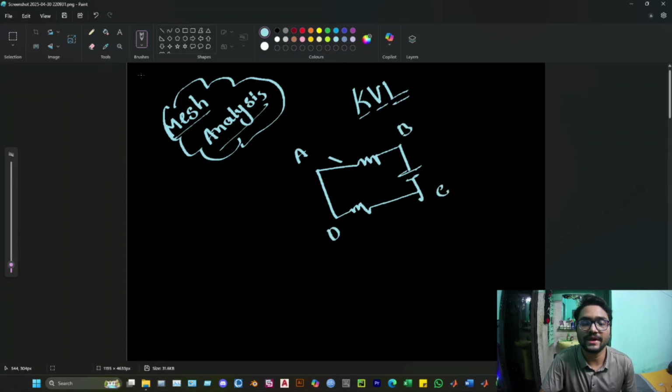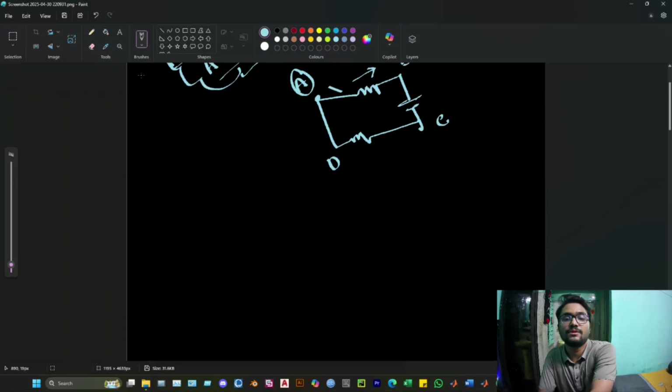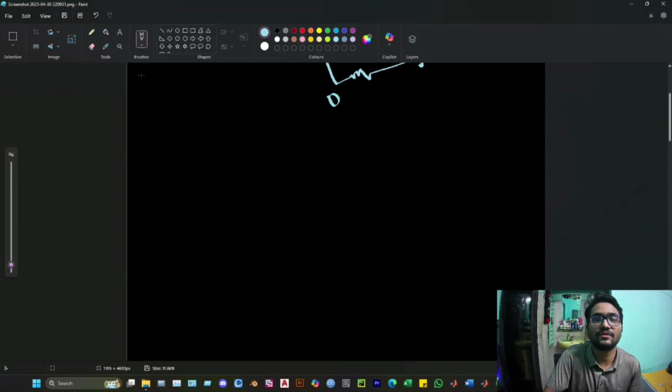A closed loop or mesh is something like you start from one end and circulate through all the circuit and again reach the same point A. This is called a mesh or a loop. So if you could apply this KVL in a closed loop, that will be the mesh analysis. So mesh analysis is basically a method to analyze a circuit, calculating the voltage across any element or current passing through an element.